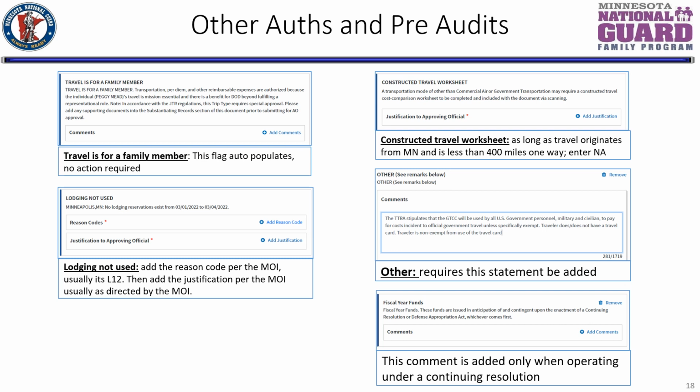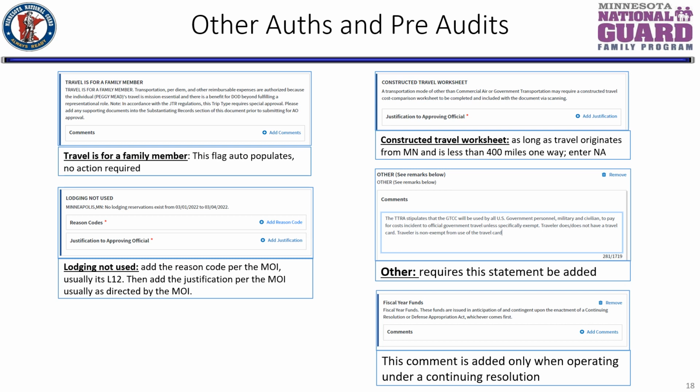The next screen is the other Auths and pre-audits. Some of this information will auto-populate and others you'll have to add. You should see the travels for a family member for dependent travel. There's nothing you need to do in this block. The lodging not used, you'll have to fill this in if you skip booking. You have to put a reason code. It's usually L12 in the drop-down when you click the add reason code button. And then the justification to approving official is you can just state per the MOI you were directed to stay at this specific hotel.